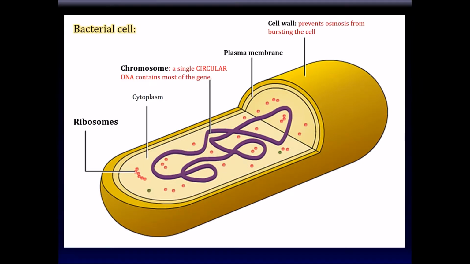One of the fascinating features of bacteria is that their DNA is circular. Our DNA is like a long string. Bacterial DNA is circular. You take the string and make it like a circle. And then they have their chromosome.